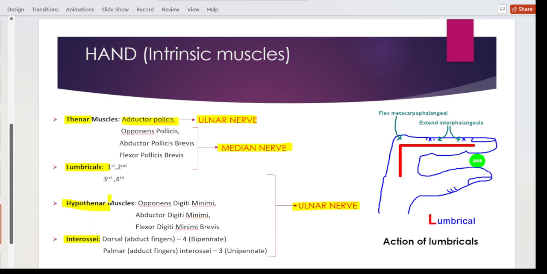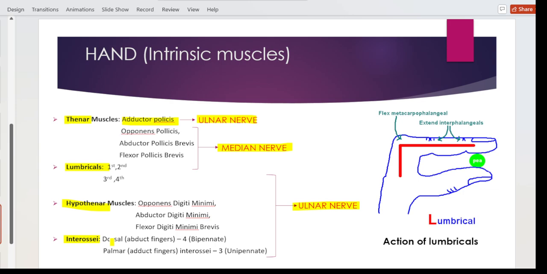Now we have learned the names of the muscles, thenar and hypothenar, same to same, only one extra: adductor pollicis, opponens, abductor, flexor pollicis. Opponens digiti minimi, abductor digiti minimi, flexor digiti minimi brevis, and the interossei: dorsal interossei and palmar interossei.